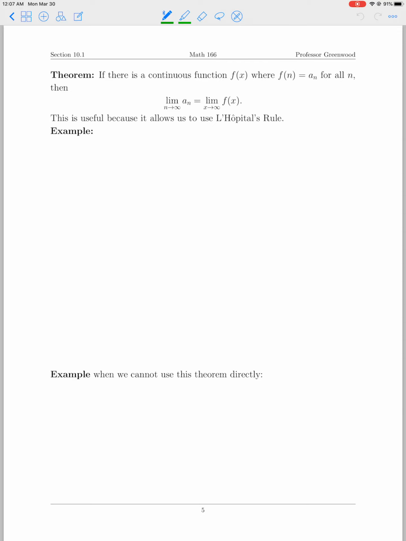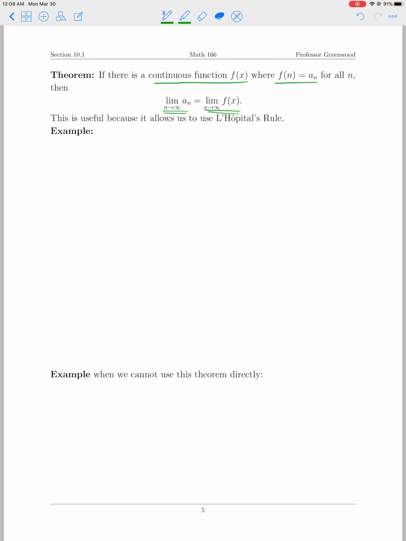And so the theorem says if we can find a continuous function, f of x, where f of n is equal to a sub n for all n, then the limit is going to work out between the function and the sequence. And so it says that if we take the limit of the function, it ends up giving us the same thing as the limit of the sequence. And this, again, is going to be a helpful trick because it will allow us to use L'Hopital's rule.